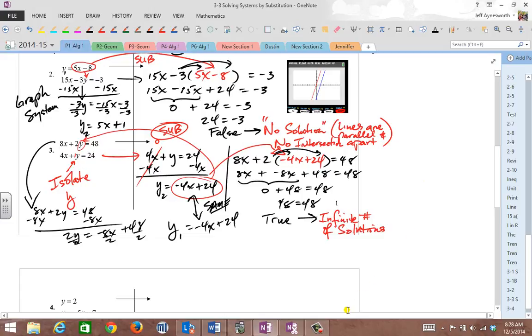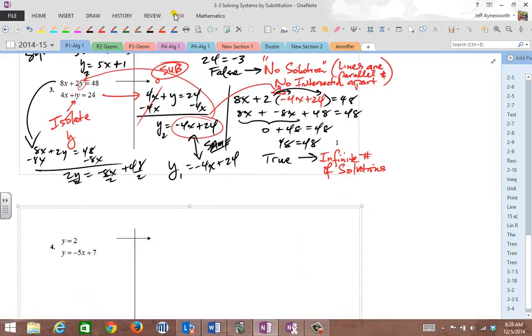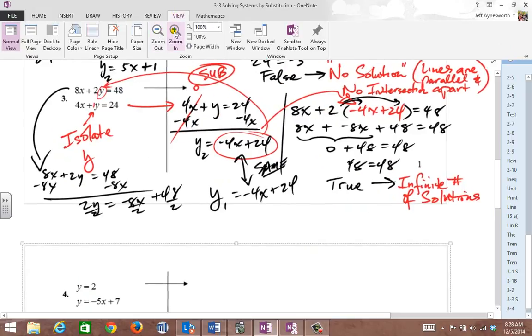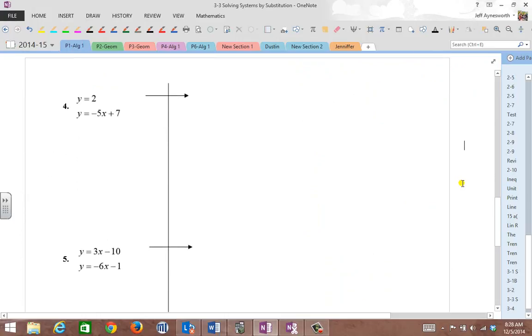Now you just have to get used to that by gaining some experience. So let's go ahead and do that, and let's continue here. Let's go on to number 4 and see how we solve 4 through 6.